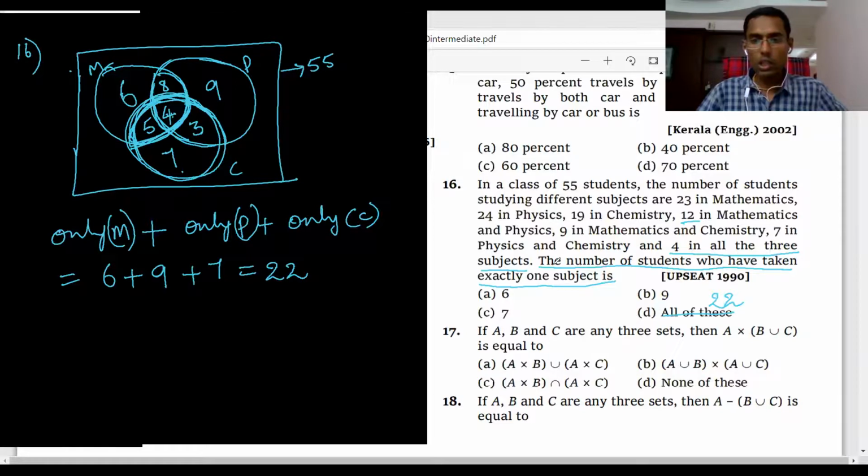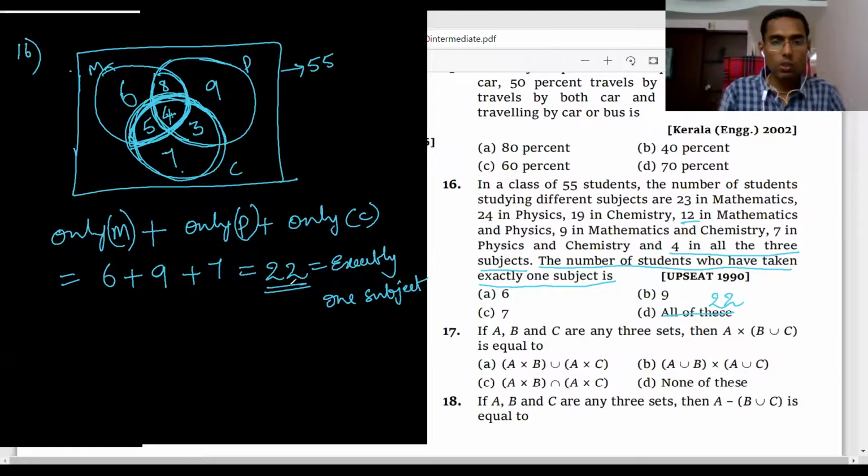Now I'm telling you, listen. The number of students who have taken exactly one subject. So 6 people took only one subject, that is math. 9 people took only physics. That is only one subject they have taken. So now here 7 people took only chemistry. So that means 22 people took exactly one subject. So 22 is your answer, which is not there.